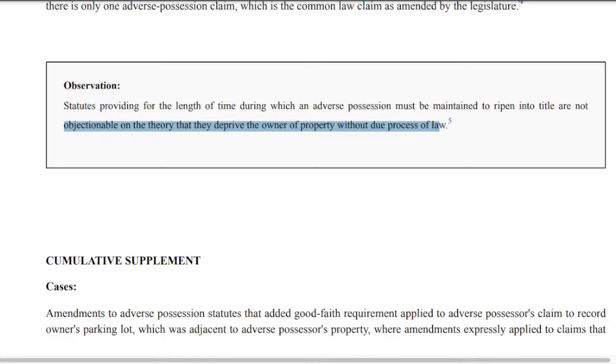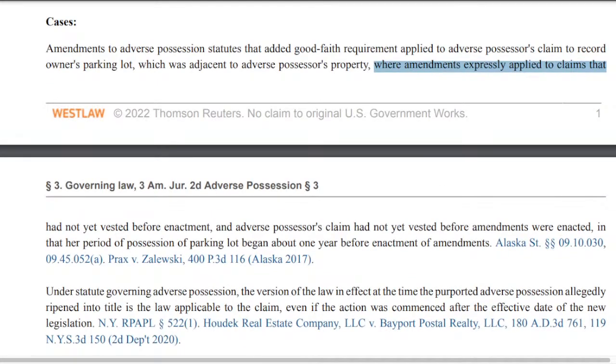All right, and cases here in the cumulative supplement. Amendments to adverse possession statutes that added a good faith requirement applied to adverse possessor's claim to record owner's parking lot, which was adjacent to adverse possessor's property, where amendments expressly applied to claims that had not yet vested before enactment. An adverse possessor's claim had not yet vested before amendments were enacted, in that her period of possession of the parking lot began about 1 year before enactment of amendments. That was Alaska in 2017. Pretty interesting there. So this is a parking lot issue here.